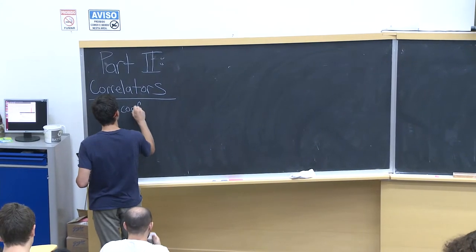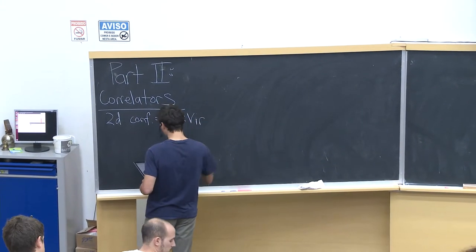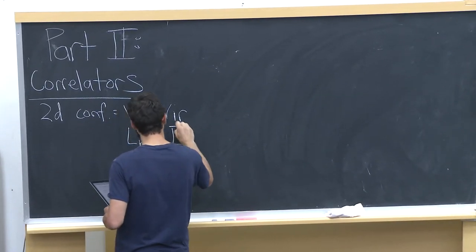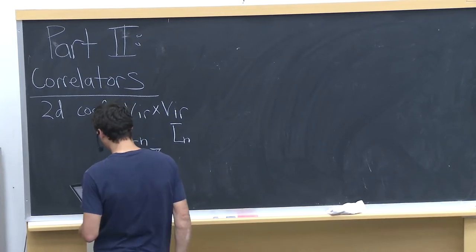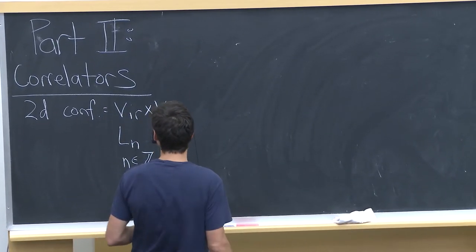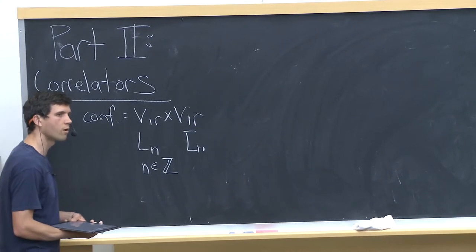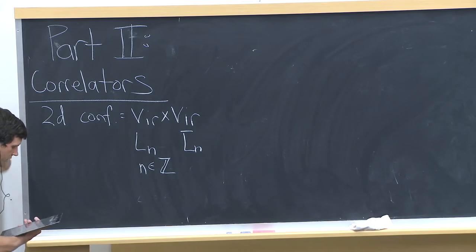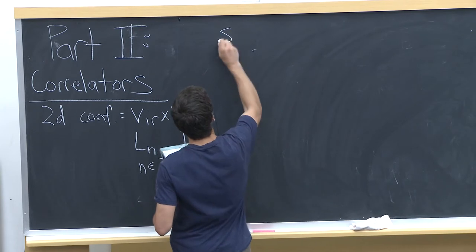So the 2D conformal algebra is Virasoro times Virasoro. So we have generators Ln and Ln bar, where n runs over all the integers. And the two-dimensional conformal group, unlike its higher dimensional counterpart, the algebra is infinite dimensional. So this, of course, is going to make a big difference for the bootstrap.